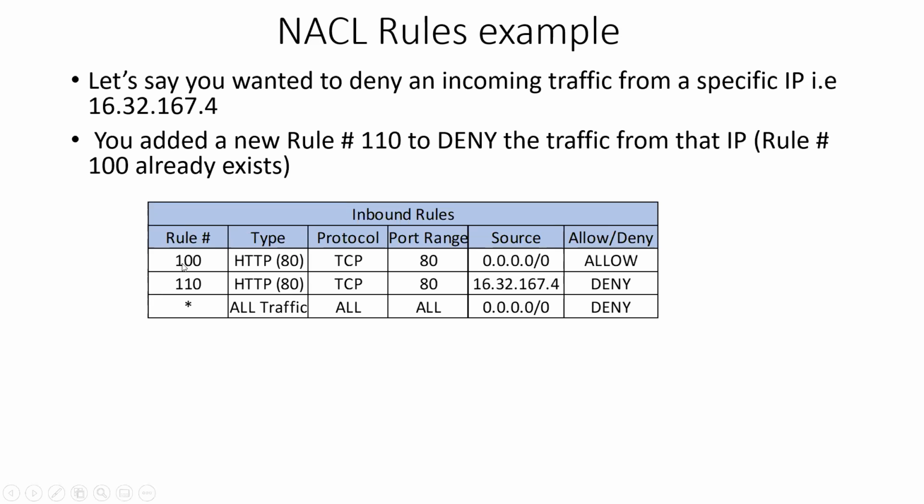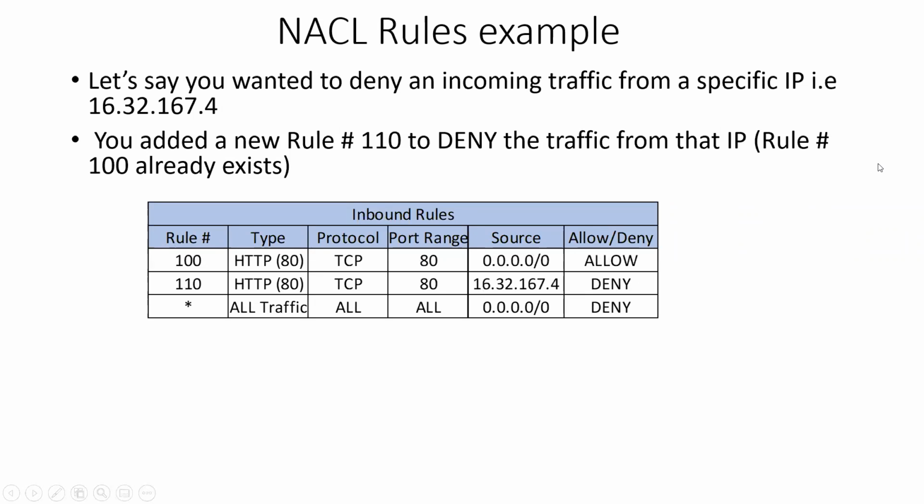Your rule number 100 says HTTP traffic, port number 80, TCP. So allow it to all the IPs. 0.0.0.0/0 means everyone in the world. So everyone is allowed on port 80 for the inbound rule. But rule number 110 says deny for this specific IP. Will the inbound traffic be denied here in this use case?